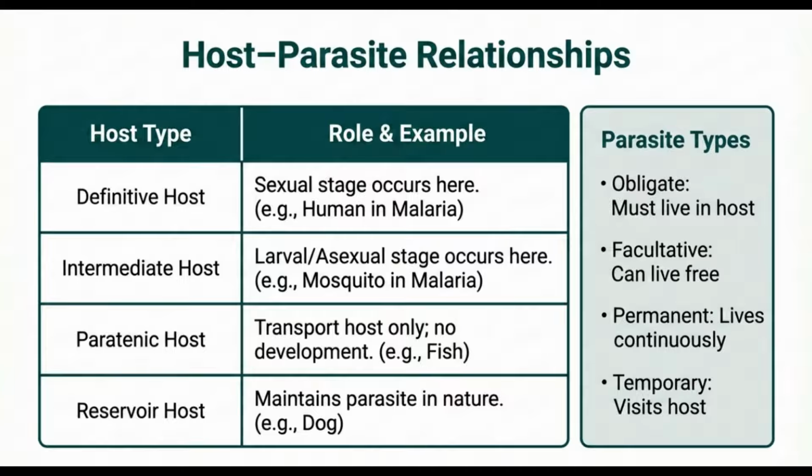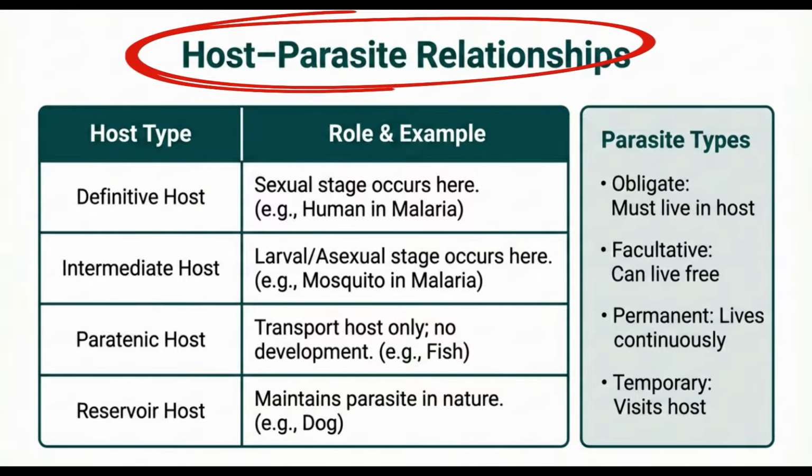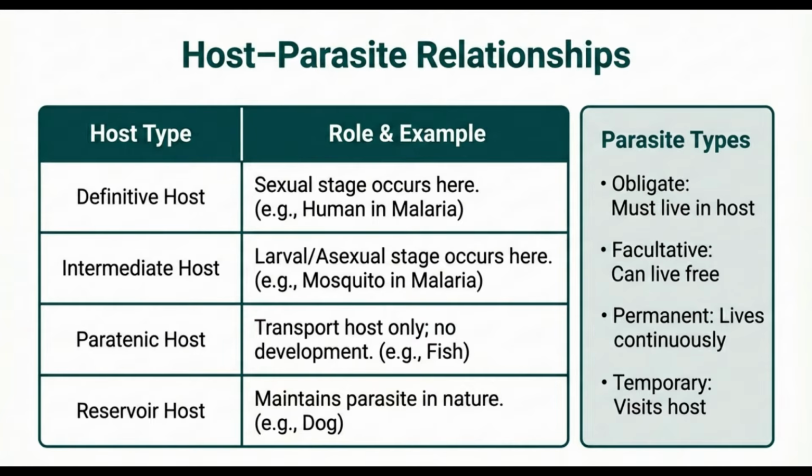Knowing the parasites is really only half the story. Now we need to understand their intricate dance with the hosts they depend on. And this is a seriously complex relationship, one that's often been shaped by millions of years of coevolution. This table lays out all the different roles so clearly. So on the host side, a definitive host is where the parasite hits sexual maturity. An intermediate host, well, that's where the larval or asexual stages happen. A paratenic host is just a transport vehicle. No development happens there. And a reservoir host is what maintains the parasite out in nature, allowing it to stick around.